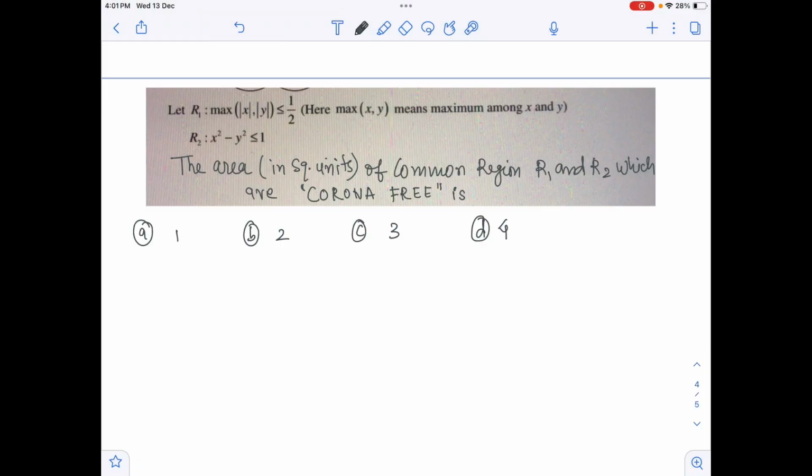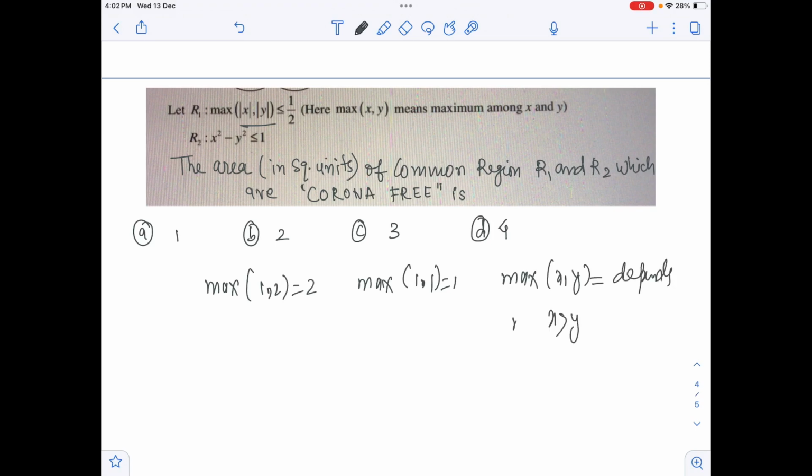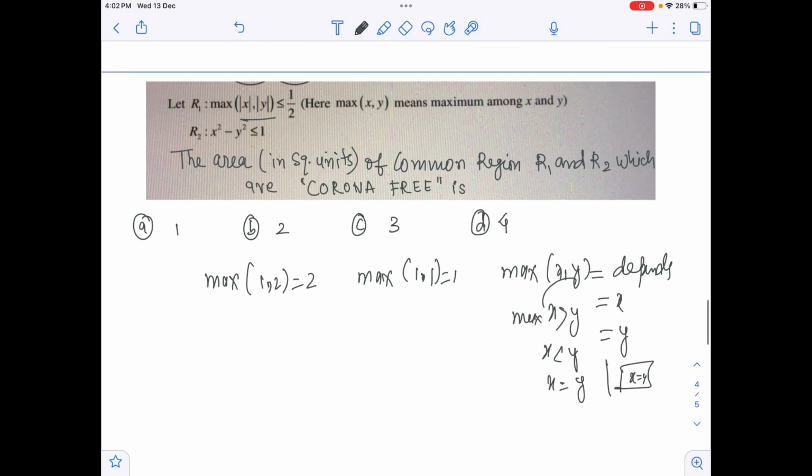The third part of this question is, let R1 be max of mod x, mod y less than equal to half. So what is the maximum of any two numbers? Let's say maximum of 1 comma 2 is 2. Max of 1 comma 1 will be 1 only, right? What is max of x comma y? That depends on which is more. So if x is more than y, the maximum of x, y will be x. If x is less than y, the maximum will be y. And if they are equal, then it can be anything, whether you call it x or y, it doesn't matter.